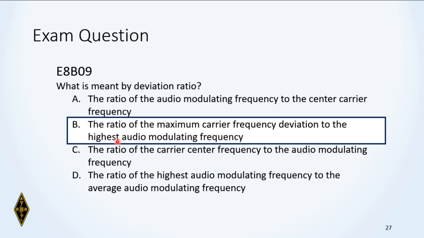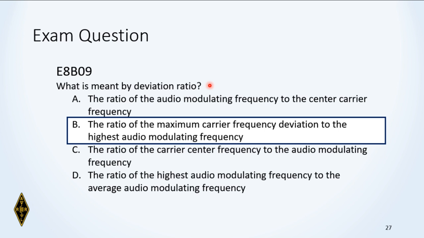And the words here are maximum carrier frequency to the highest audio modulating frequency. And you need to associate that maximum and highest with deviation ratio. Or you can remember the formula, but this is a lot easier.